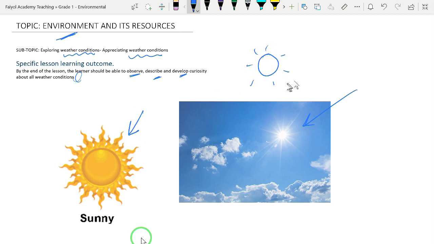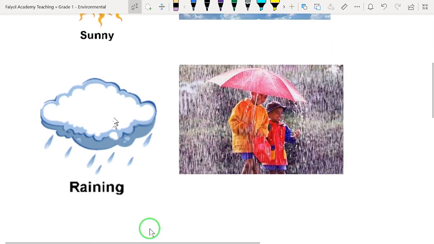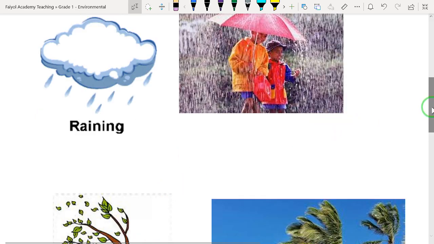So we might be asked, how do you describe a sunny day? And a sunny day is normally quite warm or hot, and therefore we describe this one as a fair weather. A fair weather.